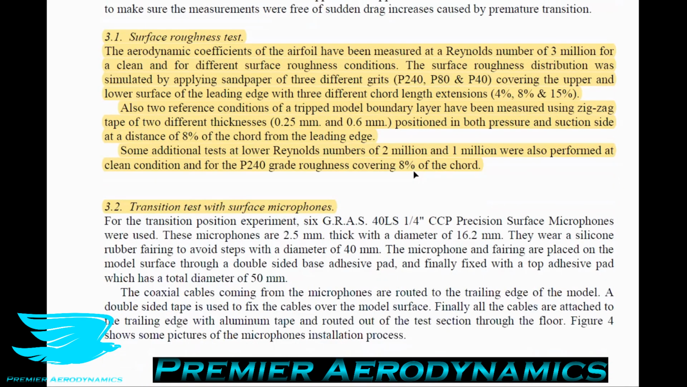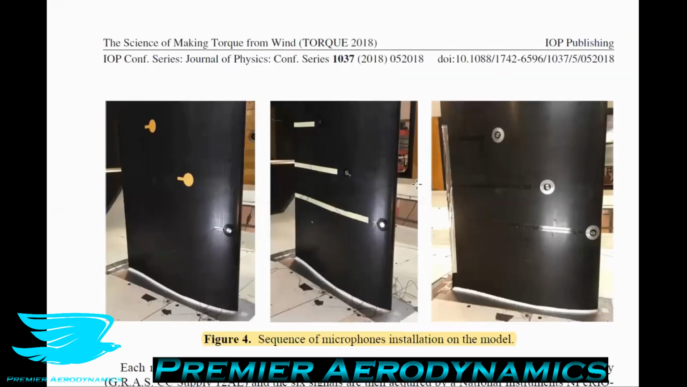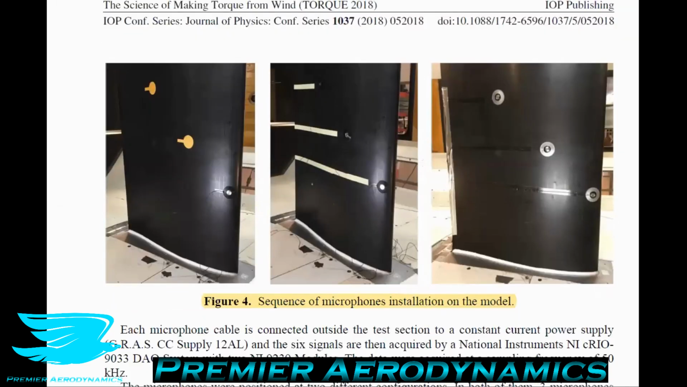So now let's talk about the transition tests with surface microphones. In figure 4, for the transition position experiments, 6 microphones were used. These microphones are 2.5 millimeters thick with a diameter of 16.2 millimeters. So if you notice the thickness, this is 2.5 millimeters thick, whereas the zigzag tape, which is actually boundary layer tripping tape, was at most 0.6 millimeters. So these microphones are like 4 times thicker than even the thickest boundary layer tripping tape.